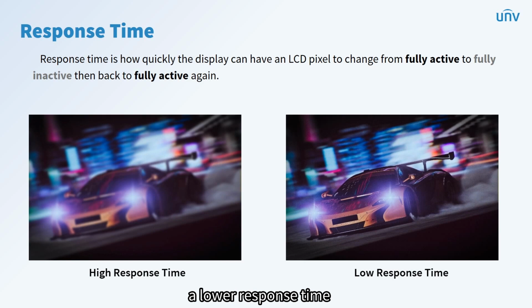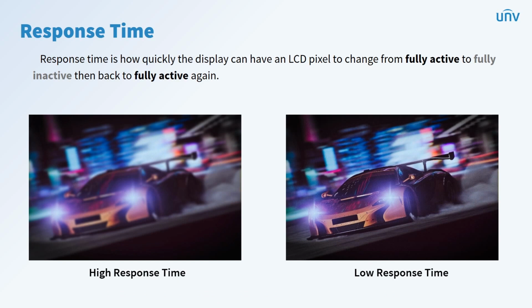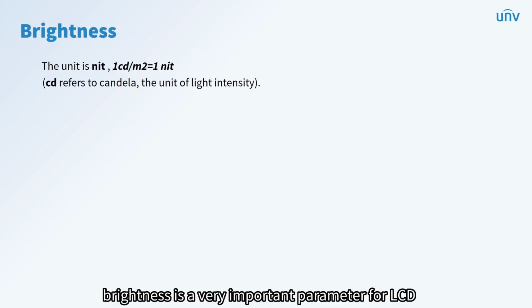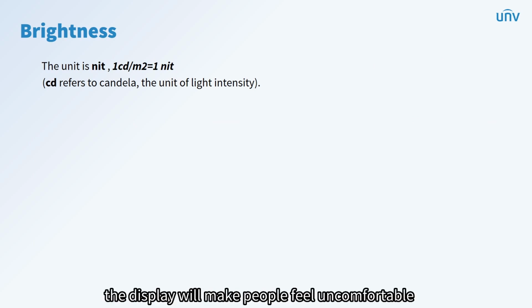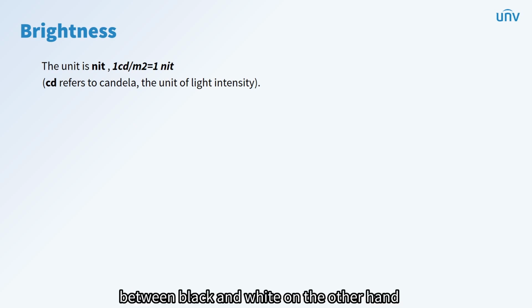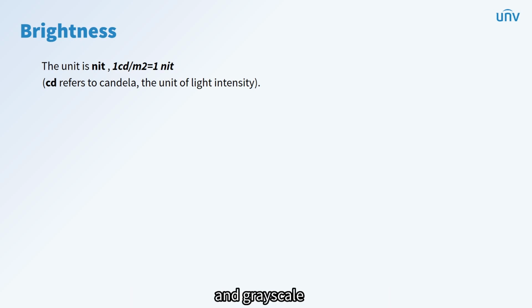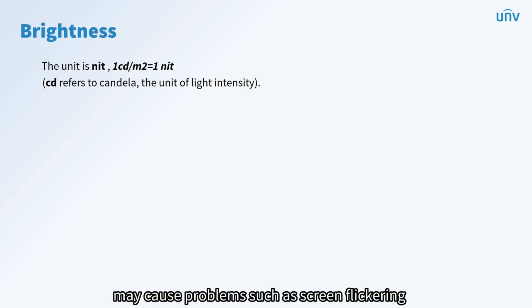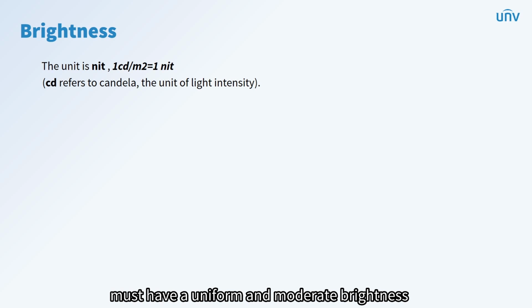A lower response time typically means less ghosting of the image and better picture quality. Brightness is a very important parameter for LCD. When too bright, the display will make people feel uncomfortable. It is easy to cause visual fatigue on one hand and reduce the contrast between black and white on the other hand, affecting the performance of the color scale and grayscale. While low brightness may cause problems such as screen flickering and eye damage. Therefore, a good display must have a uniform and moderate brightness.